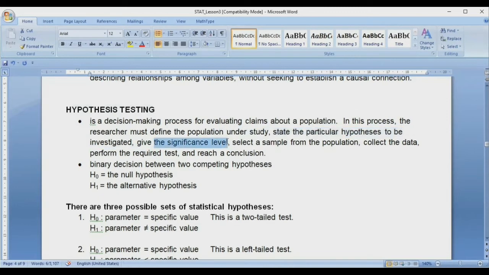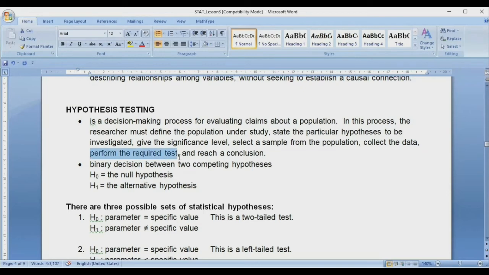Give the significant level. So, how true is my statement or claim about the ICI students being good academically? So, what is the error of stating that statement or claim? Then, select a sample from the population. Example, IS third year. Collect the data. I will conduct a test to your class. Then perform the required test.